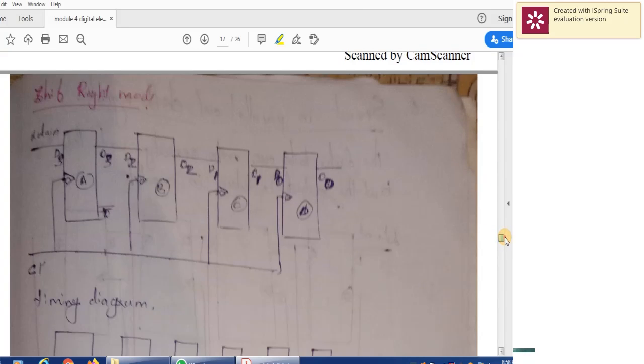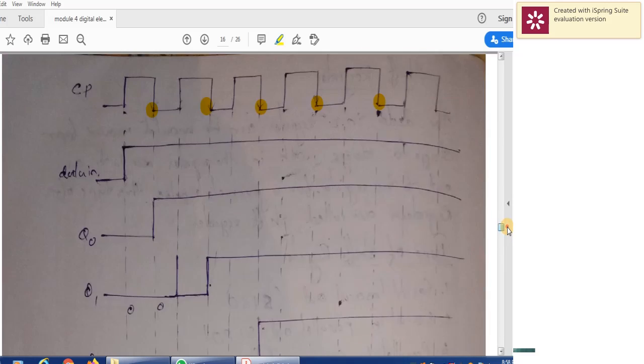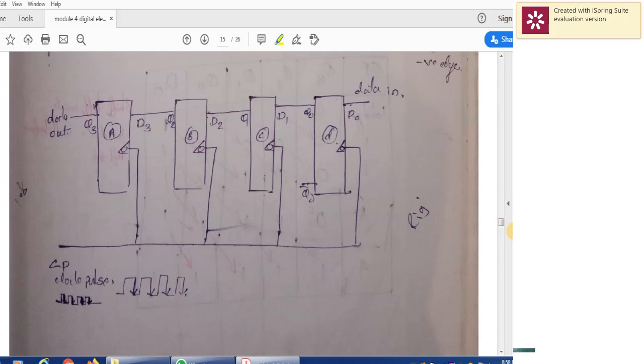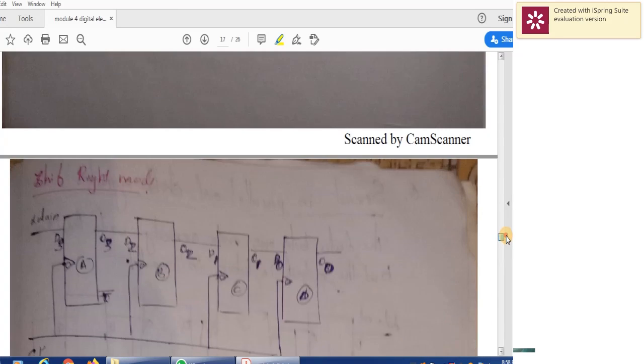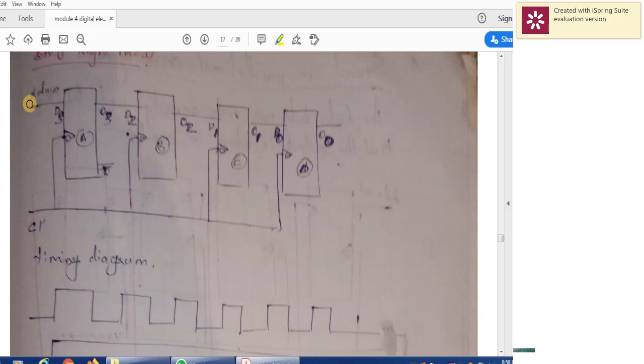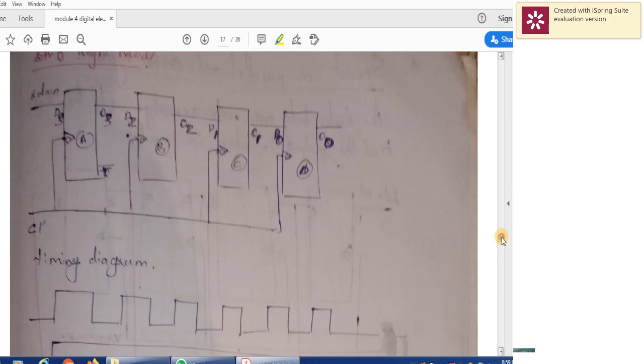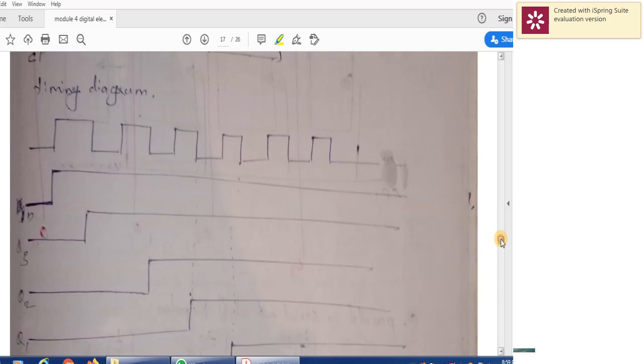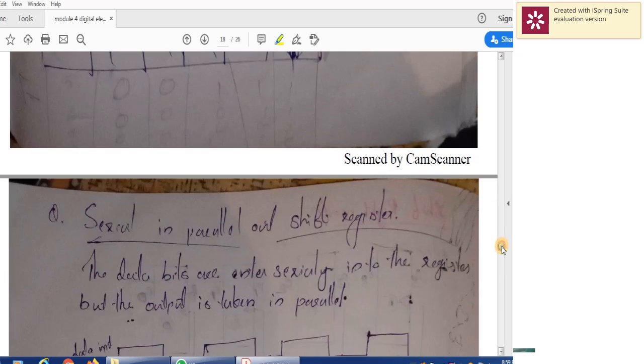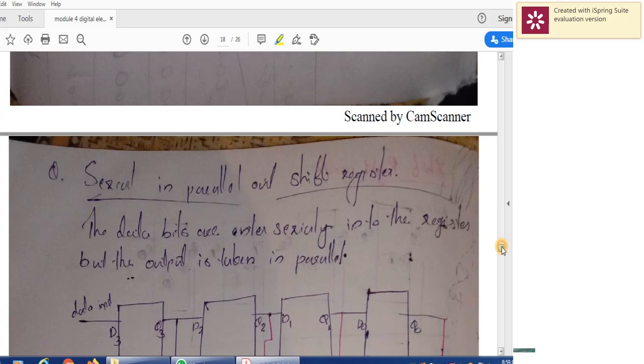Then this is the same thing, serial in serial out only, but this one is the left mode, if the data is transferring from this side. Now if we change the direction, I am giving the data input here. At the first clock pulse this data will transfer here. The second clock pulse it will be transferred to Q2. The next clock pulse it will be transferred to Q1. The next clock pulse it will be transferred to Q0. That will be explained in the clock diagram and the table in the same manner. Next one, serial in parallel out shift register.